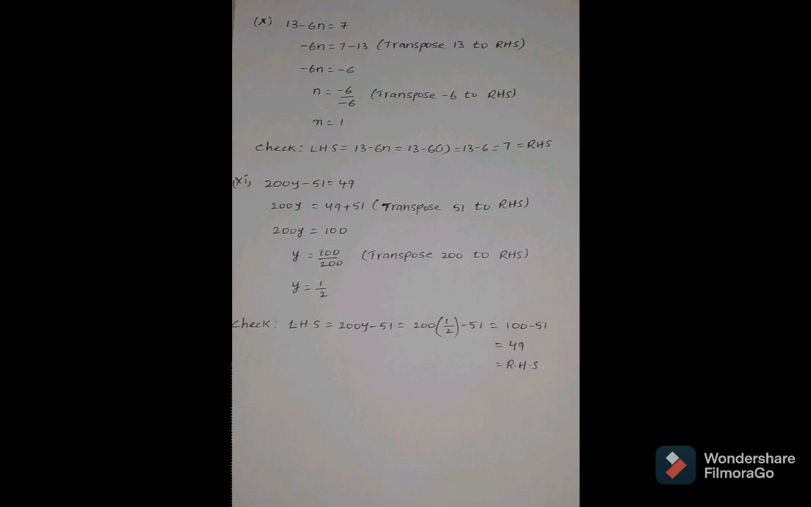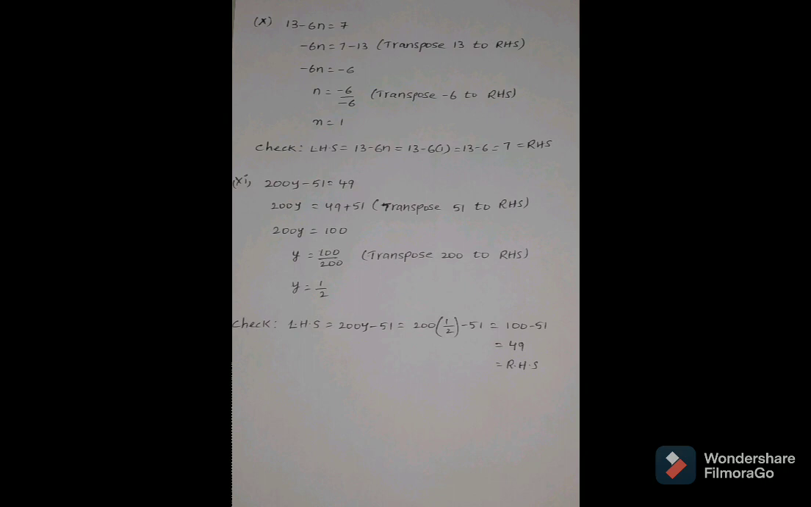Here we observe again 200y, that means y is multiplied by 200. So multiplication is transposing to RHS, it will change to division. So y is equal to 100 divided by 200. So 100 1s are 100, 100 2s are 200. We will get 1 by 2. Y equal to 1 by 2.